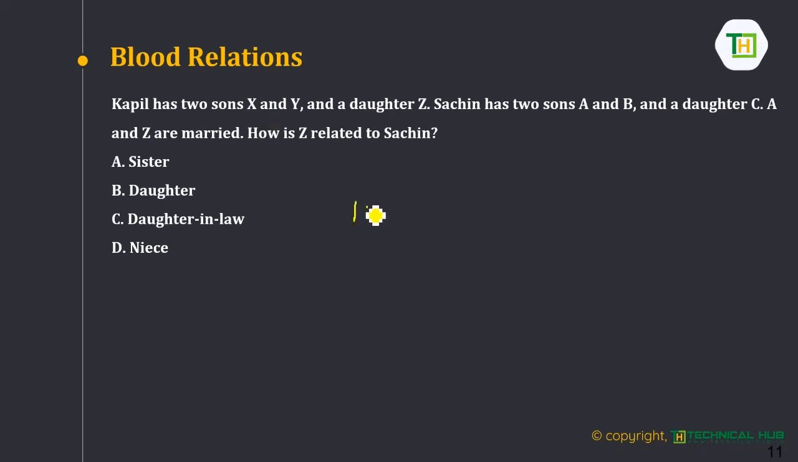Suppose this is Kapil. Kapil has two sons and a daughter. One son is X, another is Y, and the daughter is Z. Son means male, taken as plus; Y is male, taken as plus; and daughter means female, taken as minus. So Kapil has two sons.